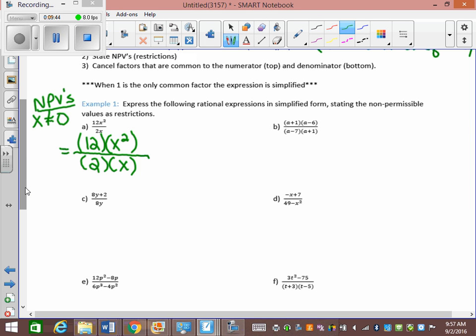Last thing I want to do then is cancel off anything that's the same on the top and the bottom, the numerator and the denominator. That's math. Okay? So I have a 12 and a 2. Is there anything I can take out of both of those? 2. Now, 12 divided by 2 is 6. 2 divided by 2 is a 1.